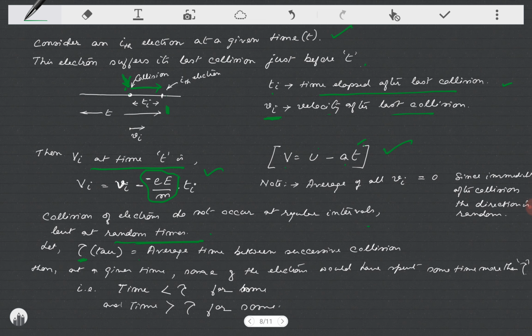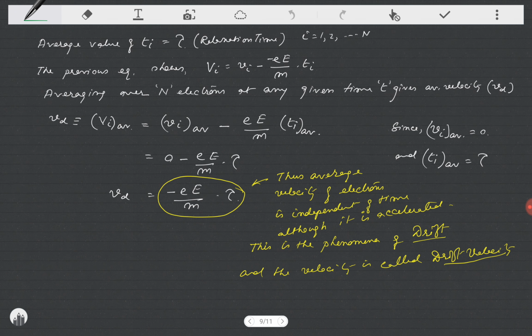Then at a given time, some of the electrons would have spent time more than tau. Suppose some electron is spending 5 microseconds, some electron is spending 3 microseconds, and suppose the average is 4 microseconds. So some electrons are spending less than the average, some more. So the time is less than tau for some and greater than tau for some. So the average value of ti is equal to tau, and this tau is known as the relaxation time.